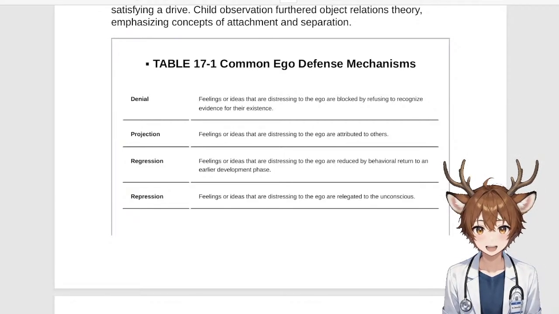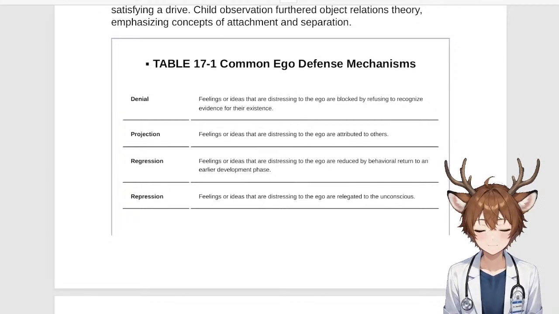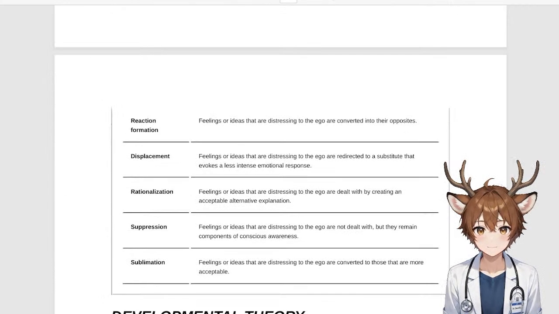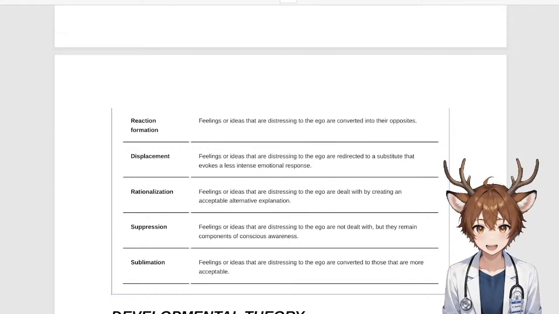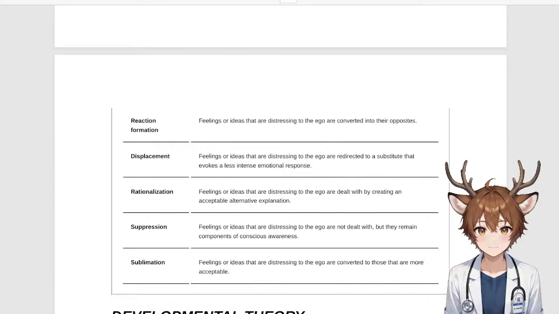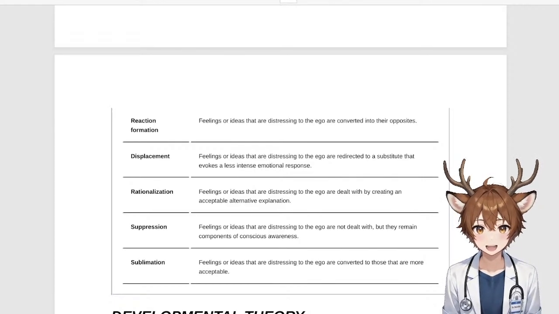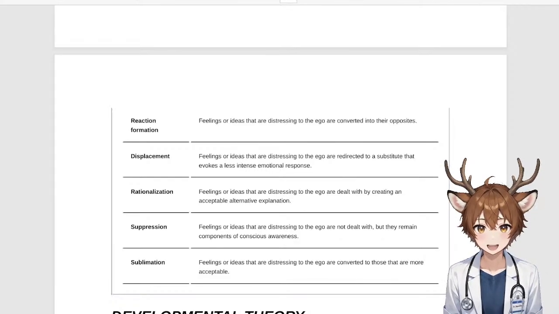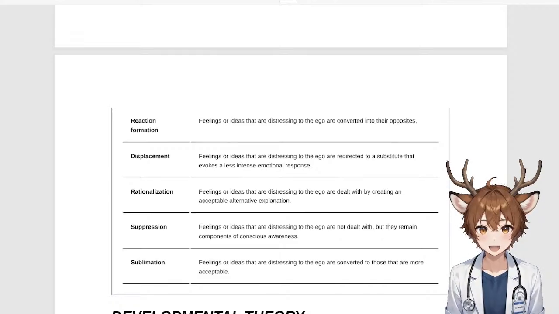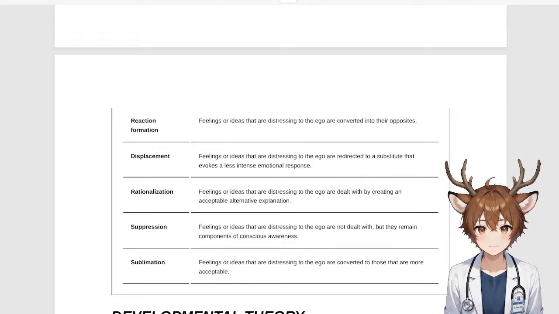Repression: feelings or ideas that are distressing to the ego are relegated to the unconscious. Reaction formation: feelings or ideas that are distressing to the ego are converted into their opposites. Displacement: feelings or ideas that are distressing to the ego are redirected to a substitute that evokes a less intense emotional response. Rationalization: feelings or ideas that are distressing to the ego are dealt with by creating an acceptable alternative explanation.